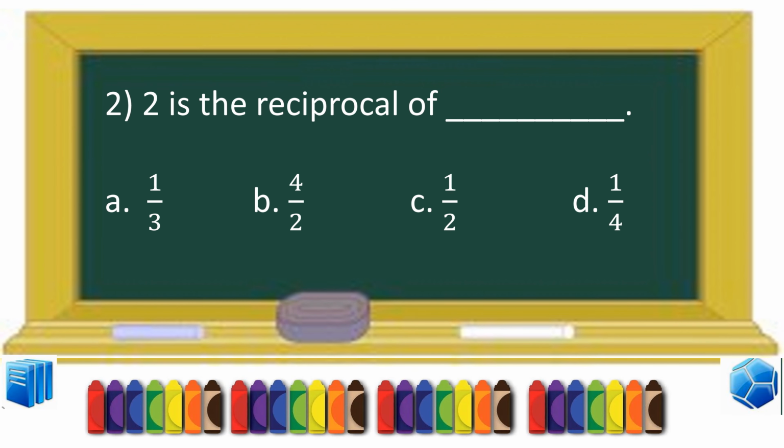Number 2. 2 is a reciprocal of blank. A. 1/3, B. 4/2, C. 1/2, D. 1/4. Okay, that's right. The answer is letter C, 1/2.